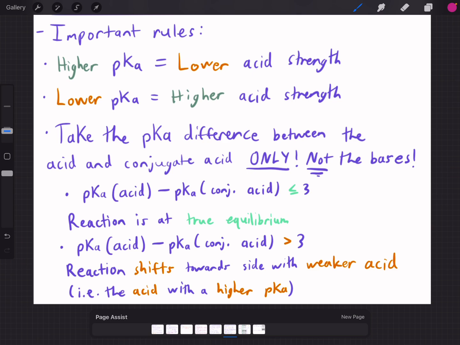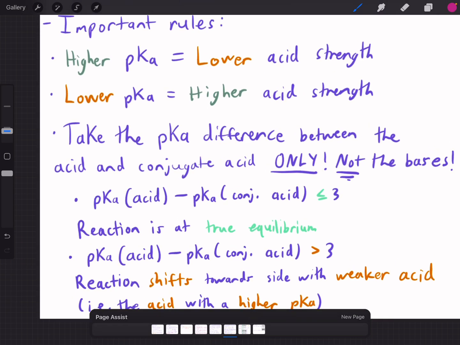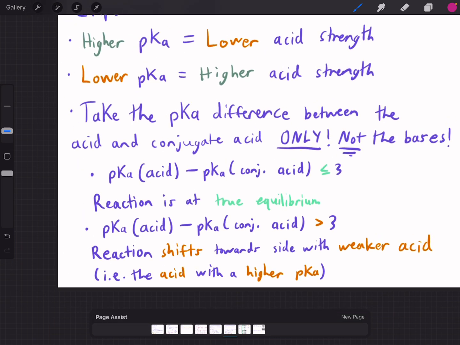So first, let me show you how to take the difference. You take the pKa of the acid and the conjugate acid. The order does not matter. So just take the pKa of the acid, subtract that from the pKa of the conjugate acid, and if that number is less than or equal to 3, so including the 3, the reaction is at true equilibrium. Now, if you do that difference and you get a value greater than 3, the reaction shifts to the side with the weaker acid. So the higher pKa.